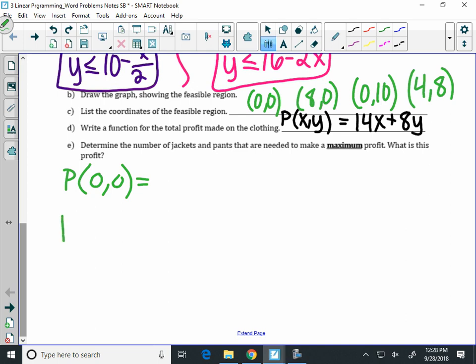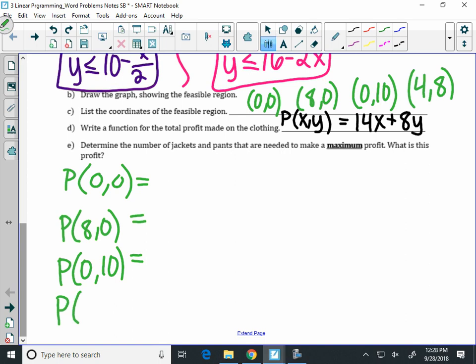Then you'll do P of 8, 0. P of 0, 10. And P of 4, 8. So I will give you a second here to work through solving those, setting them all up. I'll do the first ones and it's just kind of in the background. But you should get 4 different answers.